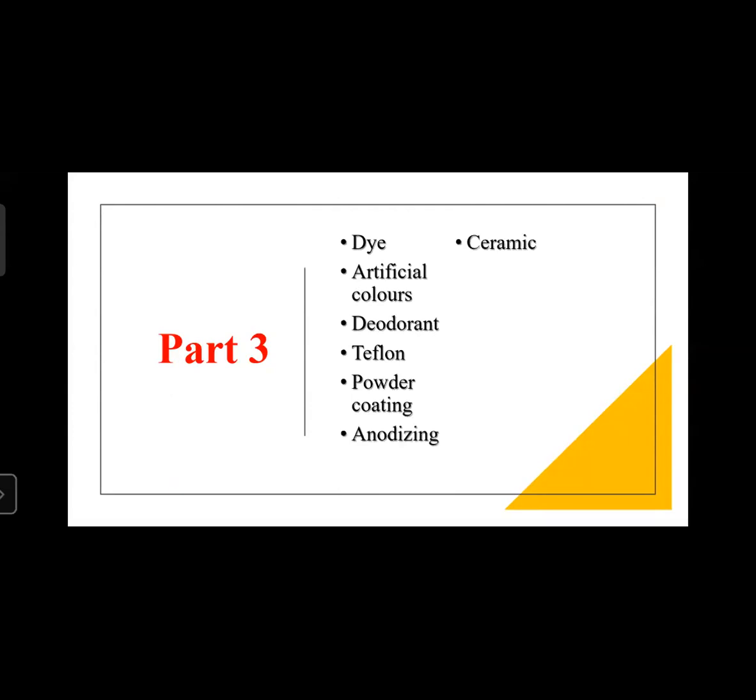Now today, in the third part, we are going to see first dye. What do you mean by dye? What are the effects? What are the uses? Then artificial colors. Then we will see Teflon, powder coating. Then we will see anodizing and ceramic. In ceramic, porcelain, bone china, and advanced ceramic.